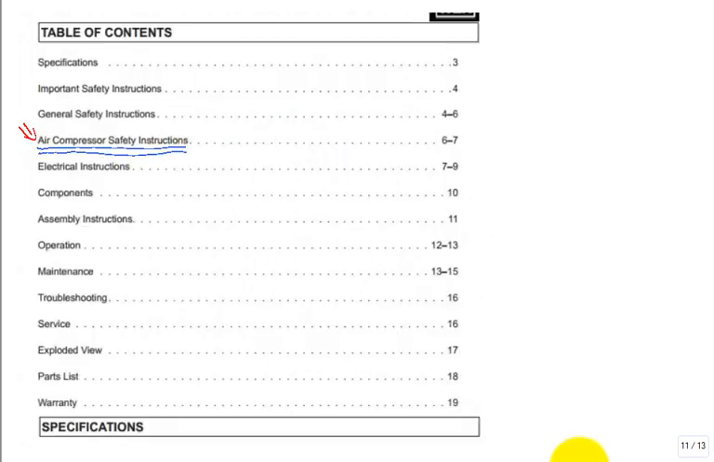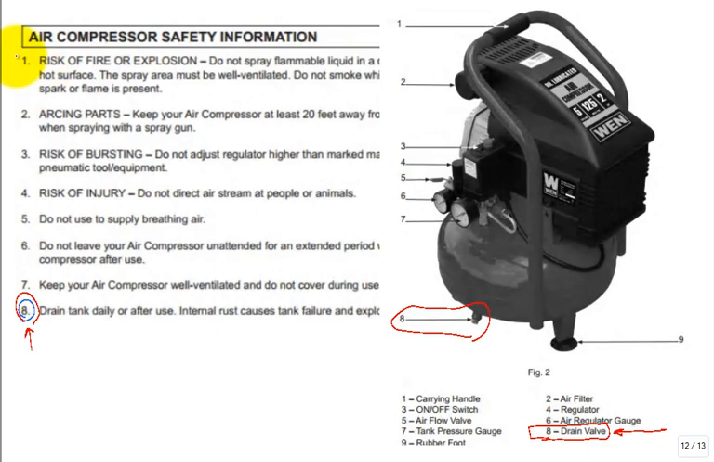Okay, so if you take a look at your table of contents when you purchase one of these, you can often find some safety instructions. So I turn to that page to show you. They have a lot of don't do this, don't do that. But look down here. Drain tank daily. Drain tank daily or after use. The internal rust causes tank failure and explosion. So, I mean, there you go.